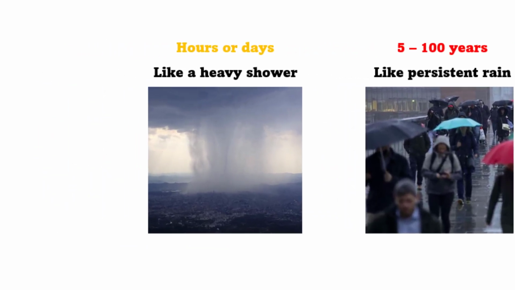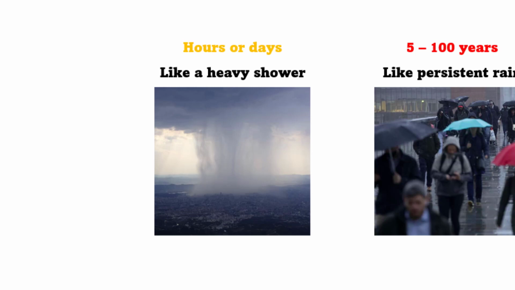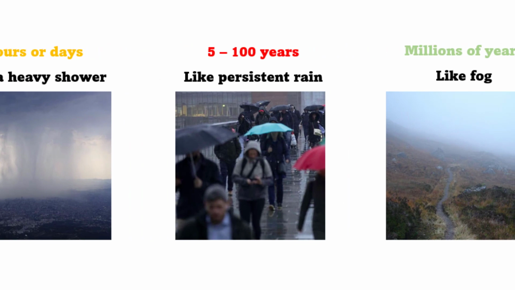Short half-lives are like a heavy shower, very radioactive, but it's easy to wait them out. The most hazardous half-lives are actually about 30 years. These are like persistent rain. They're significantly radioactive for the length of a human lifetime.